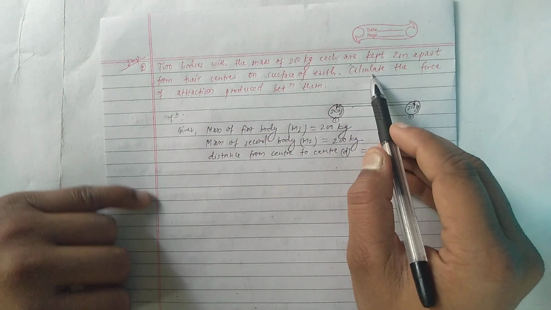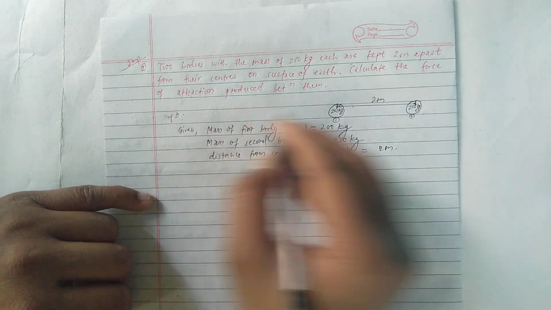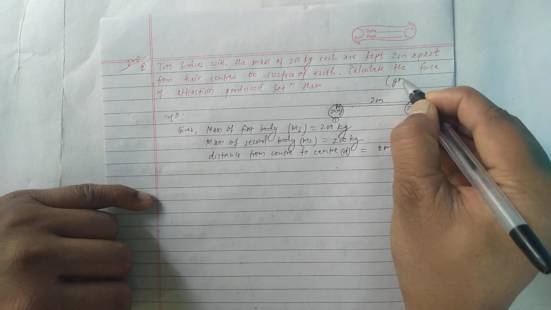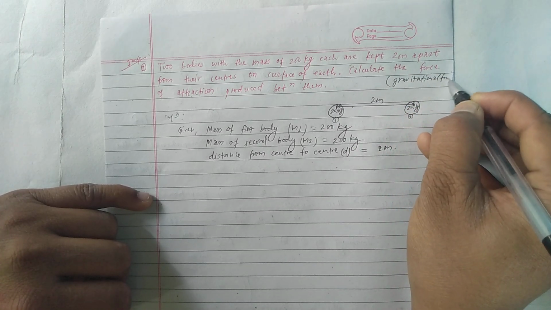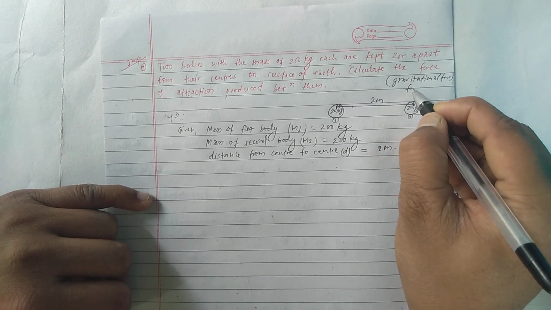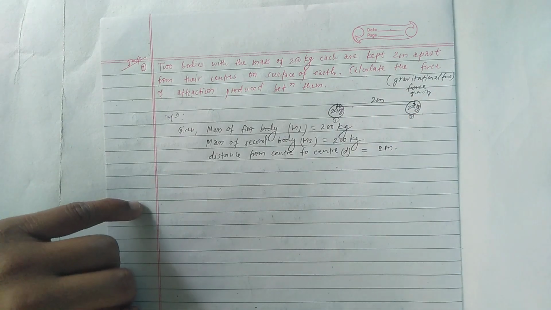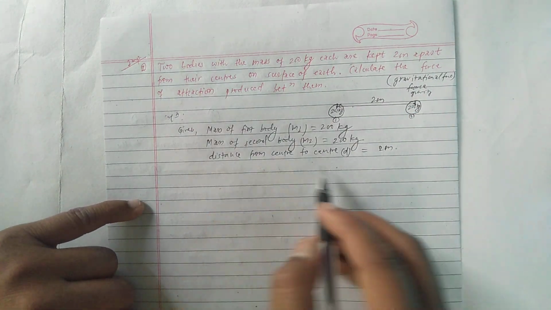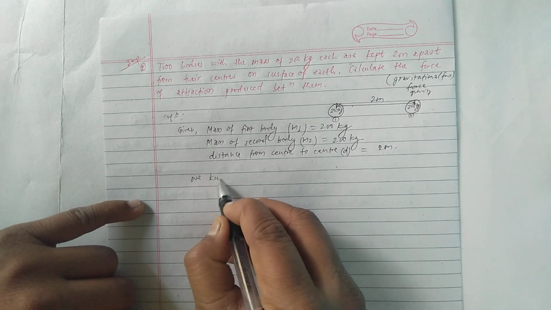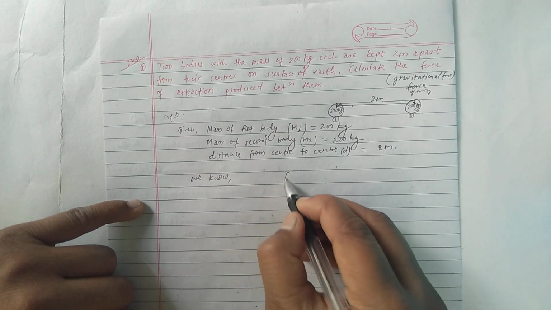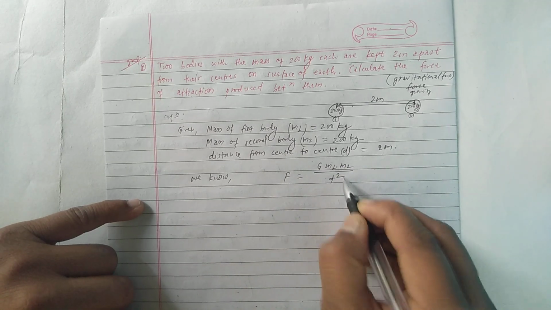If the question asks to calculate the force of attraction, calculate the gravitational force, calculate the force, calculate gravity, both are the same thing, keep in mind. So here we have to calculate the force of attraction. So we know the force of attraction F equals G m1 m2 upon d square.